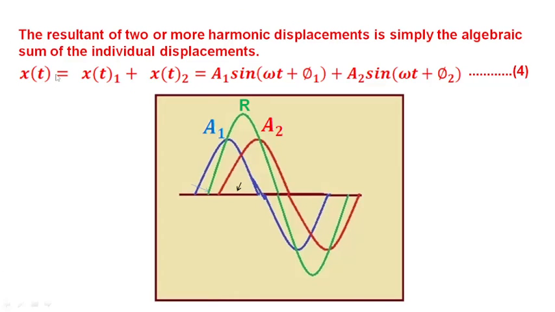Now the sum of the two. The resultant of two or more harmonic displacements is simply the algebraic sum of the individual displacements. X of t is equal to x t1 plus x t2, which is equal to A1 sine of omega t plus phi 1 plus A2 sine of omega t plus phi 2. So this is the superposition. This is one waveform and this is another waveform. The resultant amplitude is shown here with a capital R. These are the individual amplitudes A1 and A2.